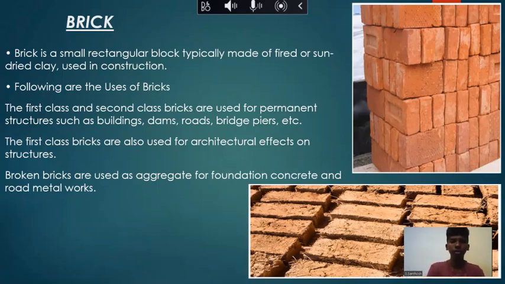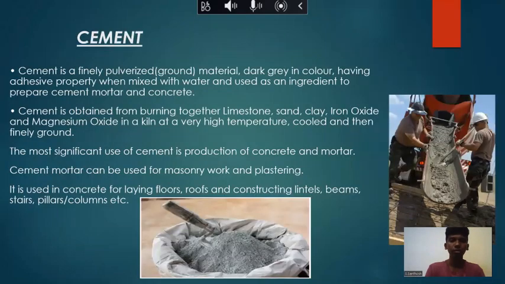Let's see further about other concepts. Cement. Cement is a finely pulverized material, dark grain color, having adhesive property when mixed with water, and used as an ingredient to prepare cement mortar and concrete. Cement is obtained from burning together limestone, sand, clay, iron oxide, and magnesium oxide in a kiln at a very high temperature. The most significant use of cement is production of concrete and water.